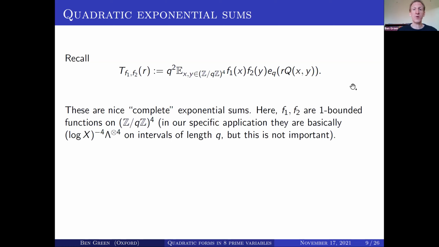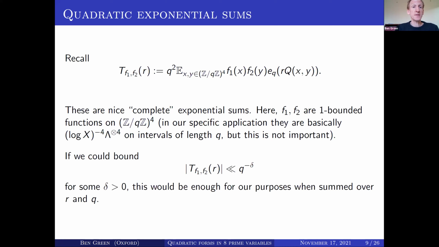We're going to think of f1 and f2 as basically just bounded functions, pointwise bounded by 1. In the application to primes, to quadratic forms in 8 prime variables, they're basically going to come from the von Mangoldt function, at least translated versions of it, but that's not going to be important in our subsequent treatment of them. So again, we're just going to forget that we have primes and consider bounded functions from now on.